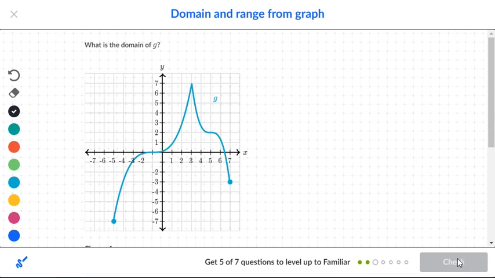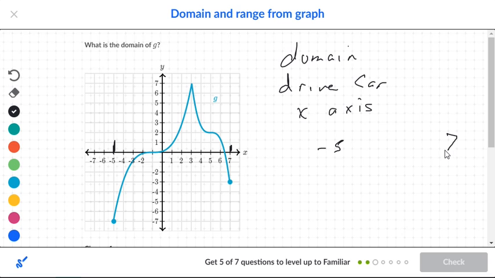Okay, now we're talking about our domain. And again, for the domain you want to think of drive, like driving a car. So this is the x-axis. It starts here at -5 and they travel to 7. So we start at -5 and we travel to 7. We're going to use our inequality signs, and notice these are solid points.